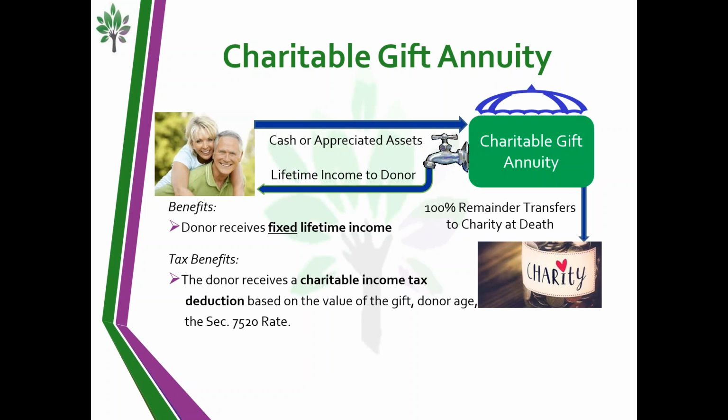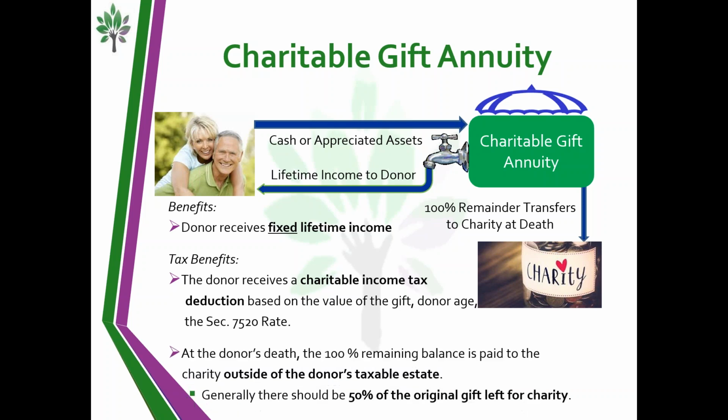Tax benefits are that, of course, there's a charitable income tax deduction issued at the time of the gift based on the value of the gift, the donor's age or life expectancy, and then the government issued Section 7520 rate, which changes on a monthly basis. And depending on what month the gift annuity is initiated, those three factors will indicate how much the deduction will be, and we'll give you some examples of that shortly.